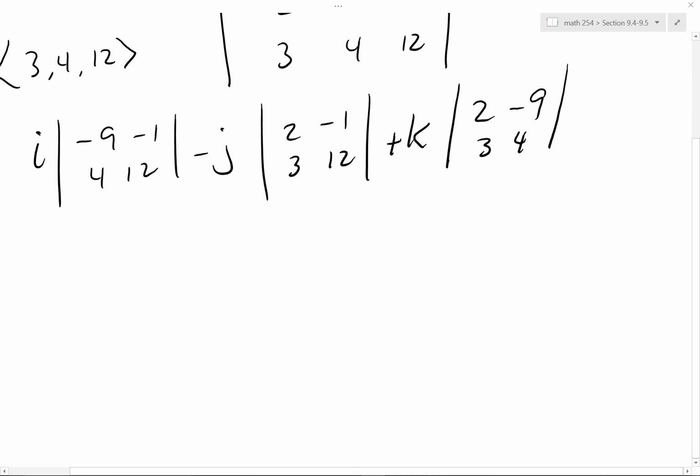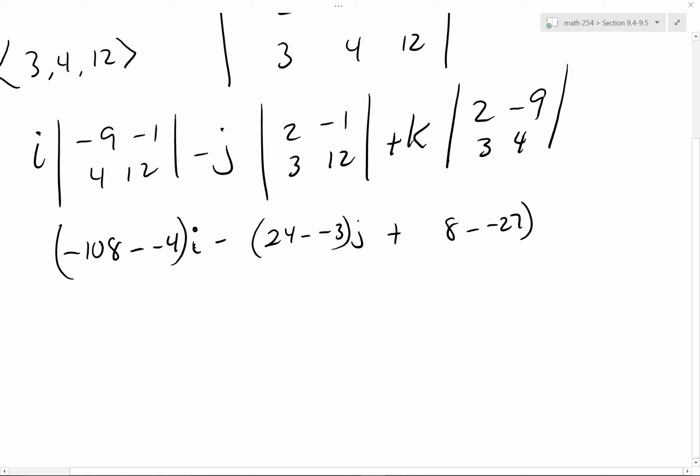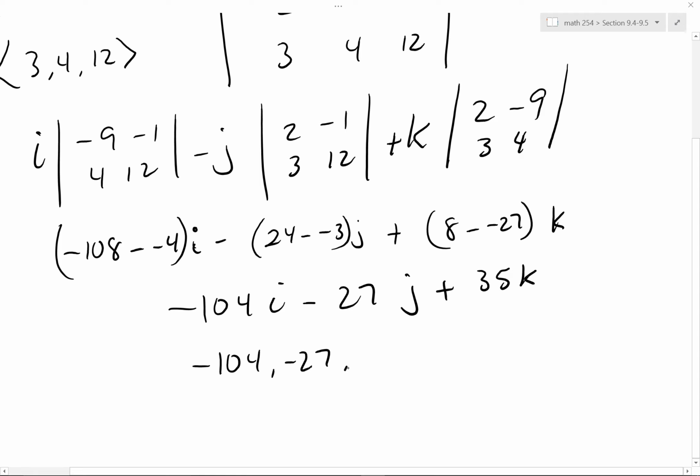So negative 9 times 12 is negative 108 minus a minus 4, times I. Then 24 minus a minus 3 is 27, and there's minus already, and I'll put the J behind it just because it looks prettier. And that's 8 minus a minus 27. So 35K, so minus 27J, and negative 104I. Okay? Again, I prefer to write it like this, but I'm good either way. So this is A cross B.